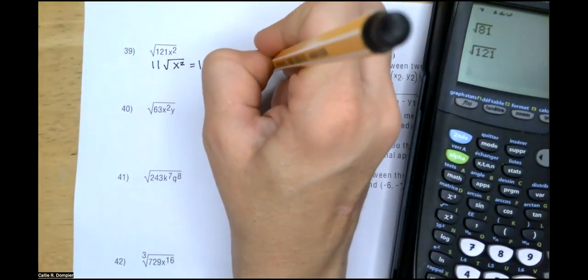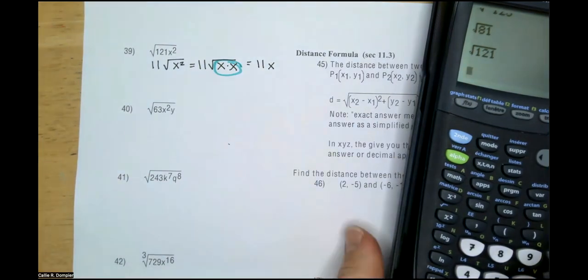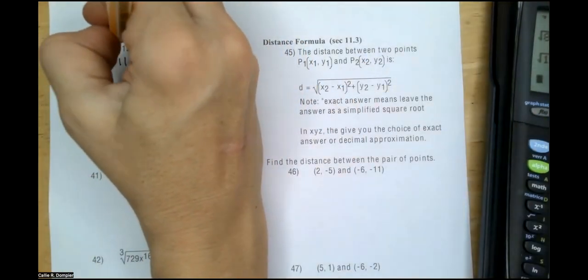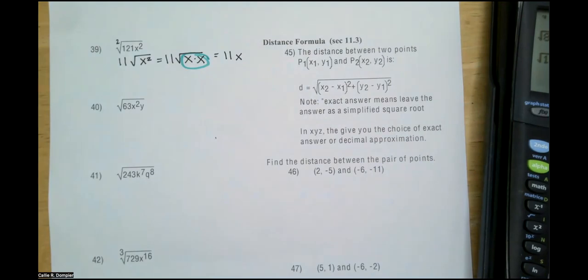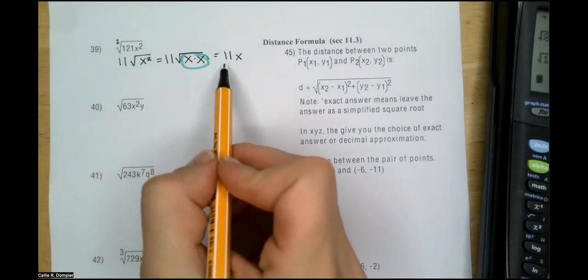So it's just 11x, right? Or 2 divided by 2 is just x. The square root of x squared is x.